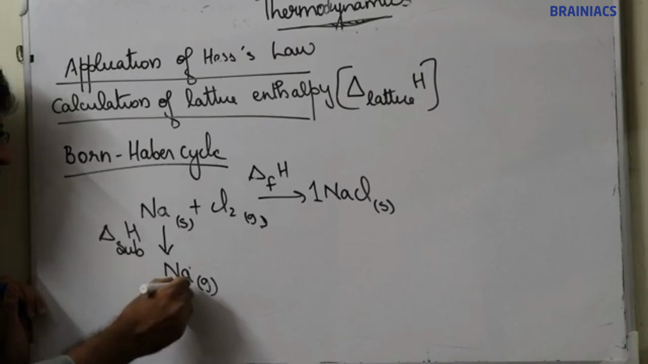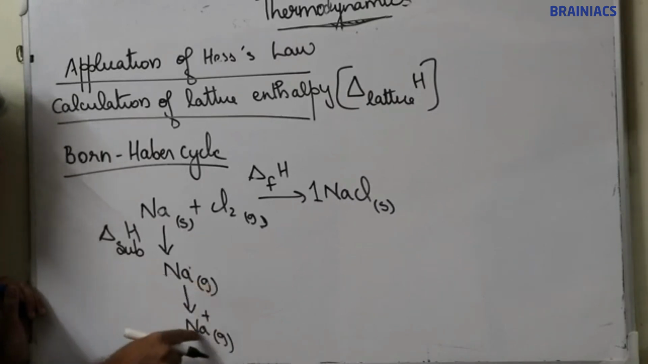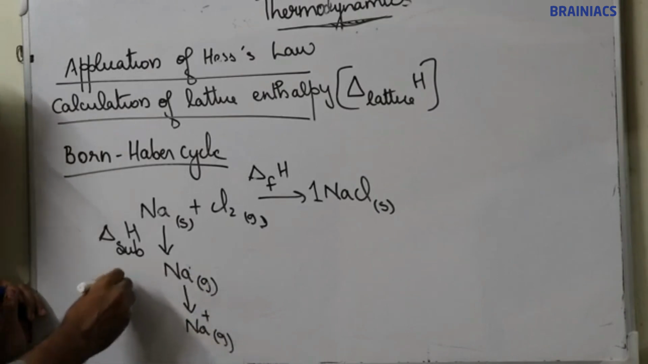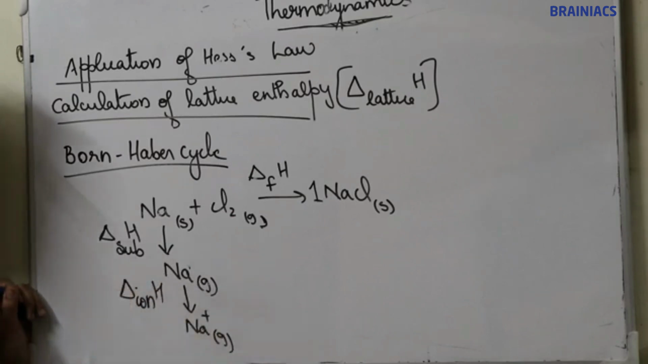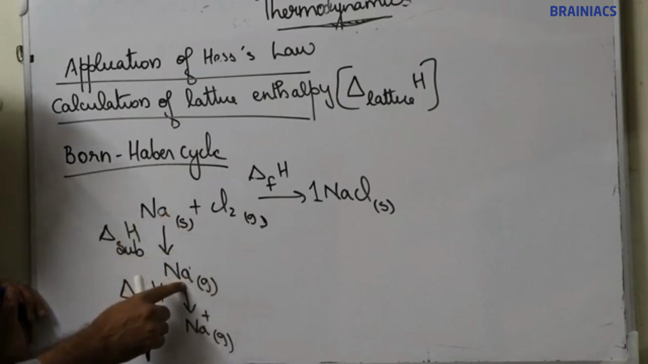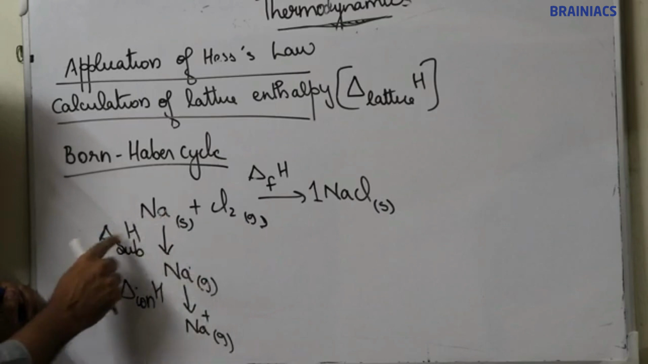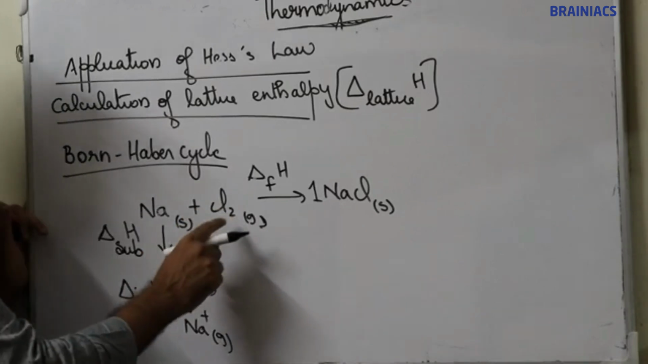Now Na gas changes to Na plus gas, and the energy or enthalpy required for this conversion is known as ionization enthalpy. So in the first step, Na solid changes to Na gas, and the enthalpy required is the sublimation enthalpy. In the second step, Na gas changes to Na plus gas, and the energy required is the ionization enthalpy. I think it's clear.